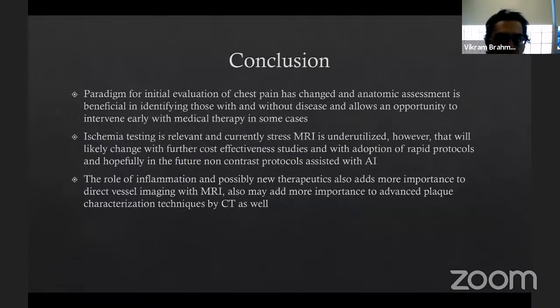So in conclusion, I would say the paradigm for the initial evaluation of chest pain is dramatically changing. And I think it's changing for the good, because CT really gives us the opportunity to rule out disease and send people home, and also identify mild disease where we can treat earlier. I think ischemia testing is definitely relevant, and I think stress MRI is underutilized. And I think better ischemia testing will lead to better trials and better data.